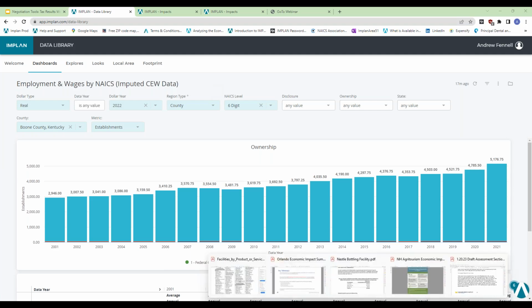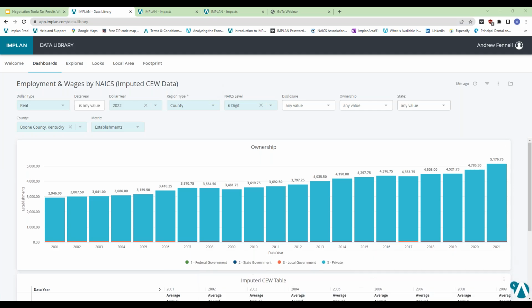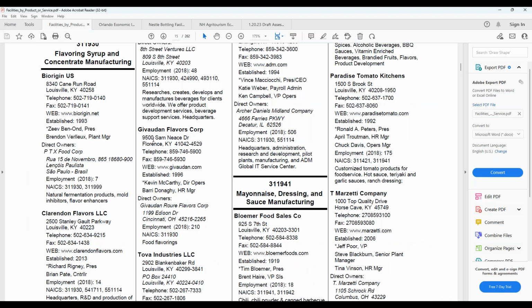The reason I've done this is that in today's example, I'm going to be talking about Givaudan Flavors Corp., which is a syrup manufacturer in Florence, Kentucky, and I'm going to run through them as an example here. This is some information that was published from the Kentucky Business Development entity. Looking at them, we can see that we have a NAICS code for them of 311930. That's their North American Industry Classification System code. And they're operating out of Florence, Kentucky, which is in Boone County there.